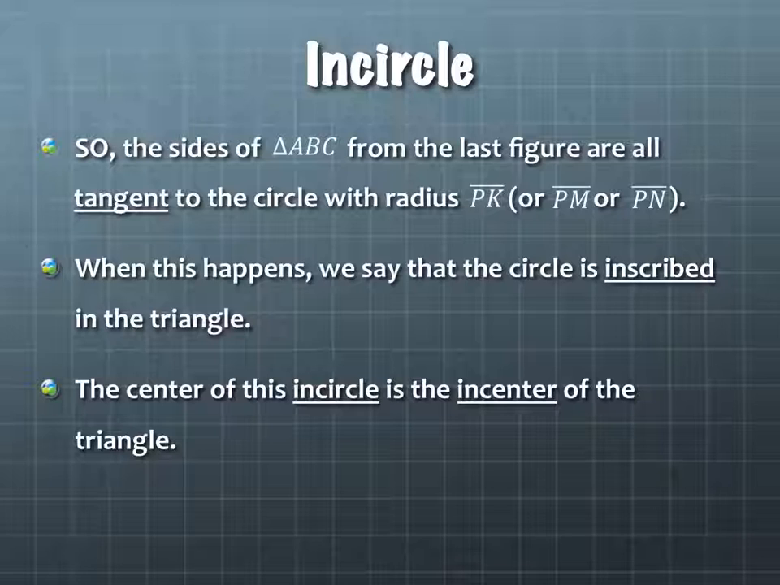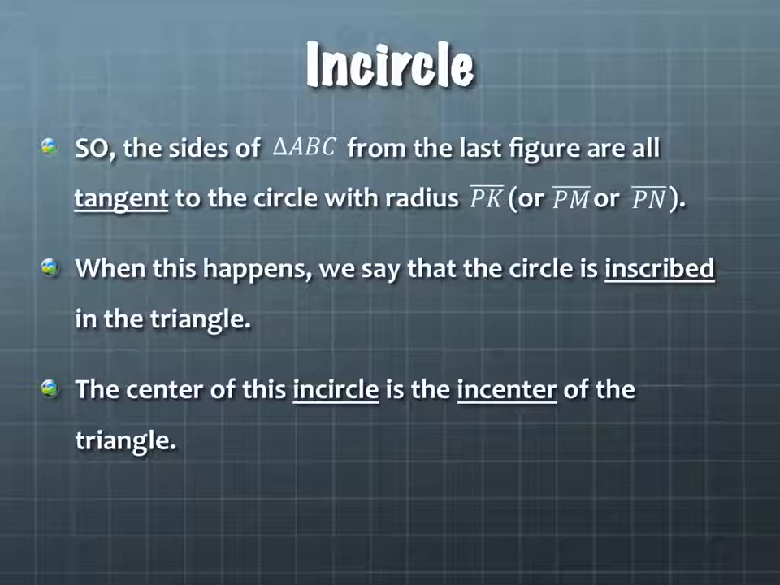All right, our incircle, or more about our incircle. The sides in triangle ABC from the last figure are all tangent to the circle with radius PK or PM or PN. When we do that, we actually give a special name to the circle. The circle is called the inscribed circle of the triangle. Or we can say the circle is inscribed in the triangle.